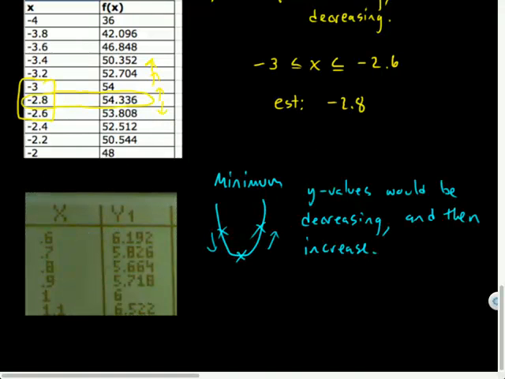But I just want to point out that our minimum value occurred between here and here because it was increasing. Wait a minute. Aha, right here. It was decreasing and then increasing. So yeah, it's somewhere between these three, right? So 0.7 is less than x is less than 0.9.